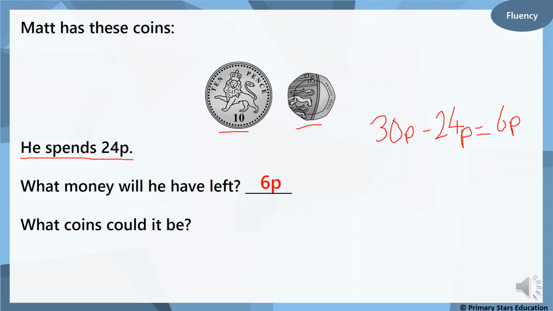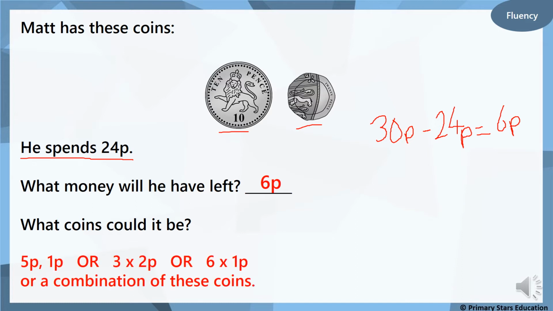What coins could he use? He could use a 5p and a 1p. He could have 3 2p coins. He could have 6 1-penny coins. Or it could be a combination of these coins.